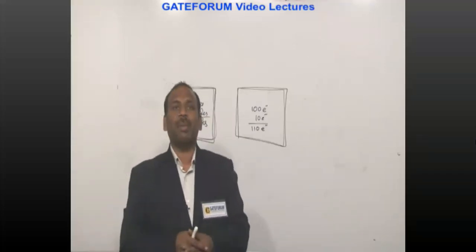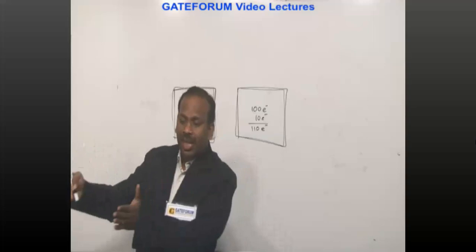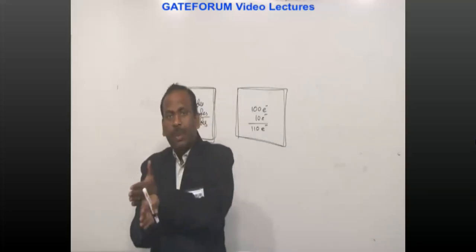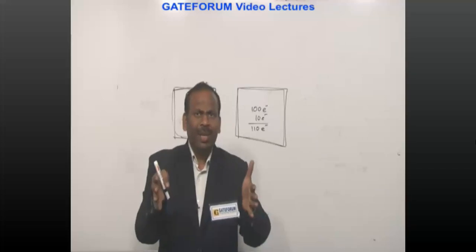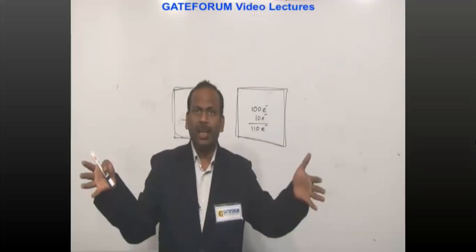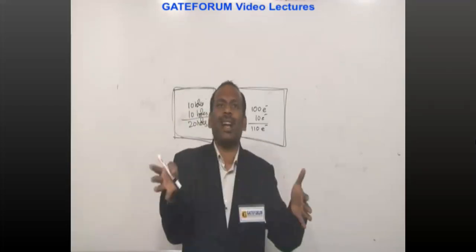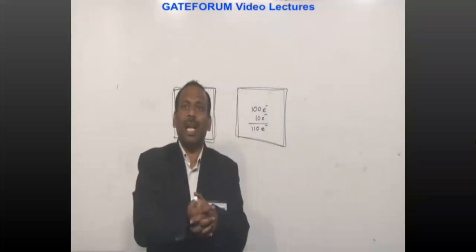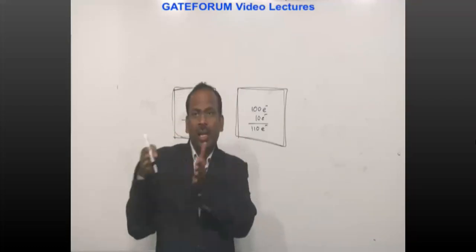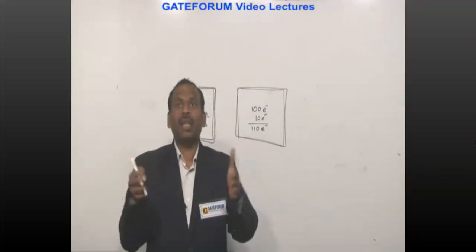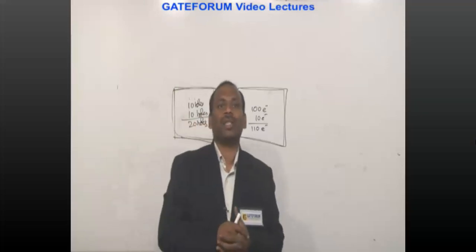Then reverse bias is called transition or space charge capacitance. Transition: see, on one side there is p-type semiconductor, on the other side n-type semiconductor, and the depletion layer is in between. So you are transitioning from p to n, with this region in between. Therefore it's called transition capacitance. Space charge means in this space, two charges are there, positive charge and negative charge. That's why it's called space charge capacitance.